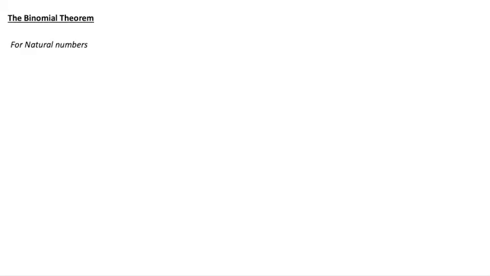Well, the Binomial Theorem is a way of finding out what we get if we have two numbers or expressions added together and then raised to a particular power. And we're going to look at it for the natural numbers, so we're going to look at things like (a + b) to the power of n, where n is a natural number. The natural numbers are the numbers 1, 2, 3 and so on.